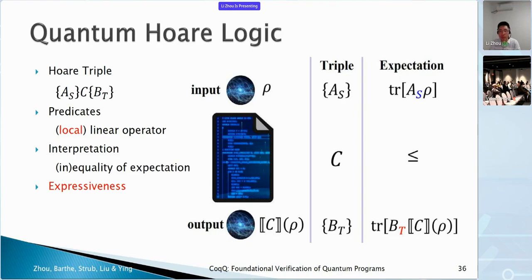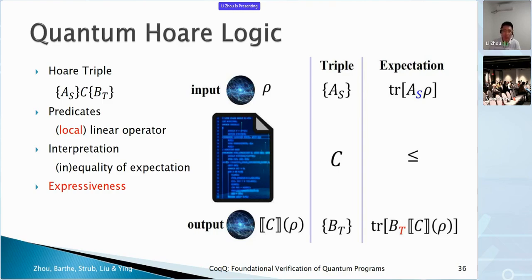This simplifies the proof rules since linear operators have better algebraic properties than observables. For example, observables are not closed on the addition and the scalar multiplication. Our approach also supports describing and calculating predicates transformations locally. The total correctness and the partial correctness are defined by the inequality between the expectation of input and output with respect to pre and post conditions.